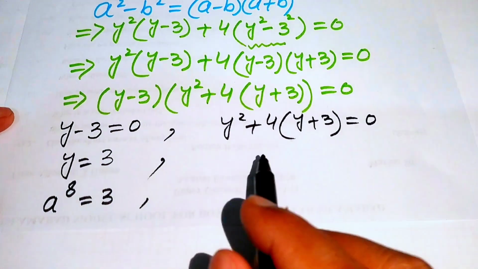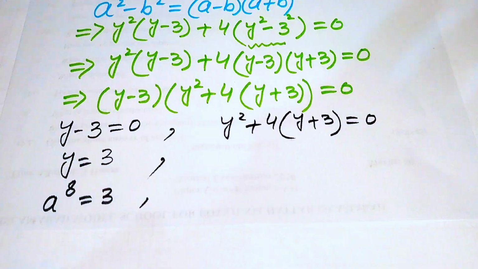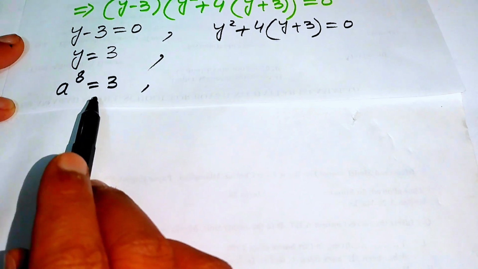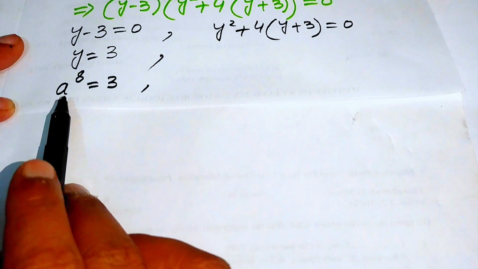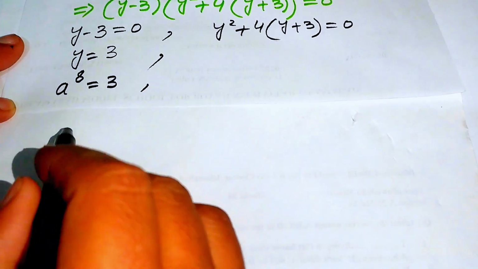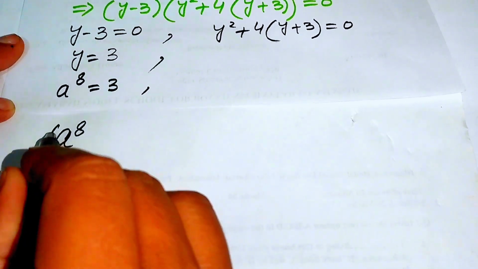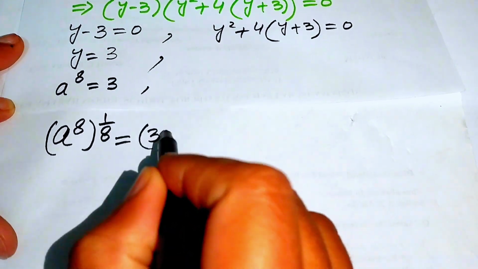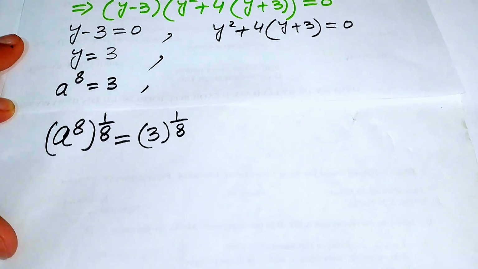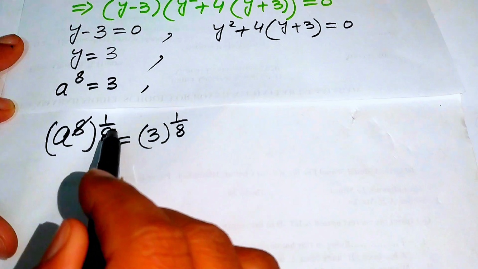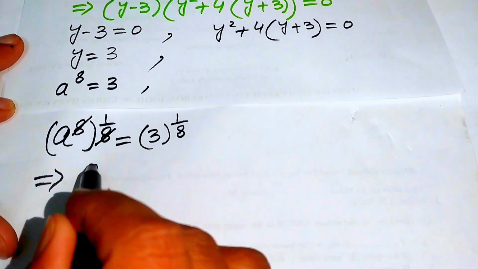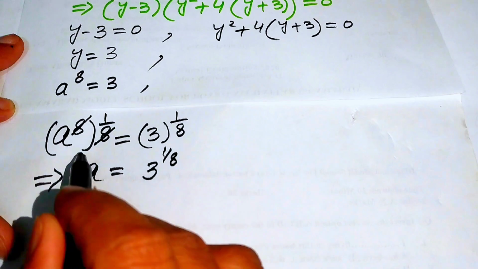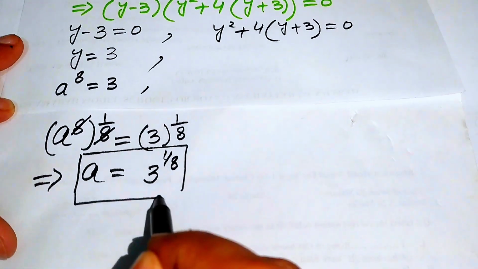So in the next step, here we get a to the power of 8 equals 3, but our target is to find the value of a. So here we take the eighth root on both sides and we write it as (a to the power of 8) to the power of 1 over 8 equals 3 to the power of 1 over 8. Here you see that these 8s cancel out and we get a equals 3 to the power of 1 over 8.